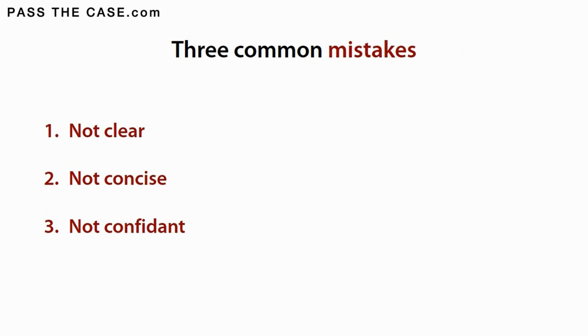I found that candidates typically make three types of mistakes in their ability to communicate effectively. The number one most common mistake is that they are not clear and they speak in too many generalities. The second most common mistake is that candidates are not concise and they're too wordy in their responses. And the third mistake is just not being confident, and this can show up in one's voice and body language.